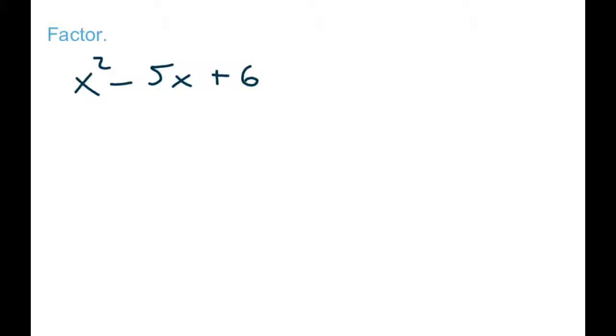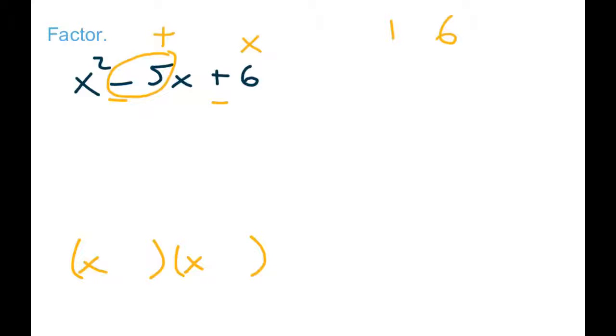Alright, now it gets a little challenging because now I have a subtraction and an addition. So I still know I'm going to get two binomials. I still know I'm going to have x here. But now things change as far as whether we're going to be adding or subtracting in those binomials. So let's go back. I have to find two numbers that multiply to equal 6 and add to equal negative 5. Now, let's think.